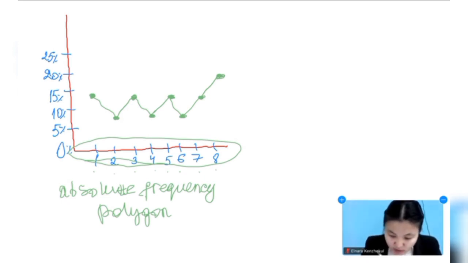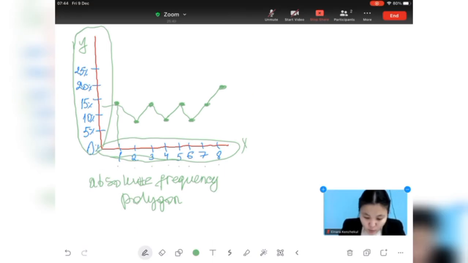Absolute frequency values are given on the ordinate, and therefore the y-axis. We mark the points of intersection, and if we connect the points, we get a broken line. The resulting graph is called an absolute frequency polygon.